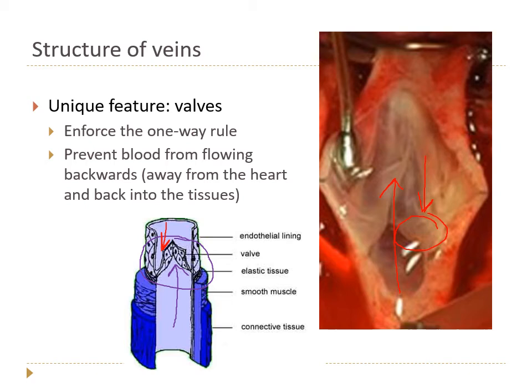So that's a really unique feature of veins. We don't find that in arteries because they don't need it. They have high pressure. There's too much traffic. There's no way blood could go backwards in arteries. But in veins, because it's a low pressure system, we need to enforce this one-way rule.